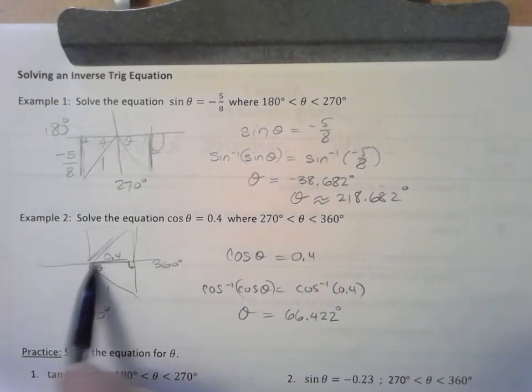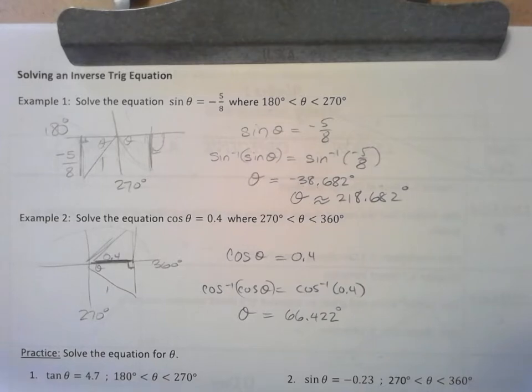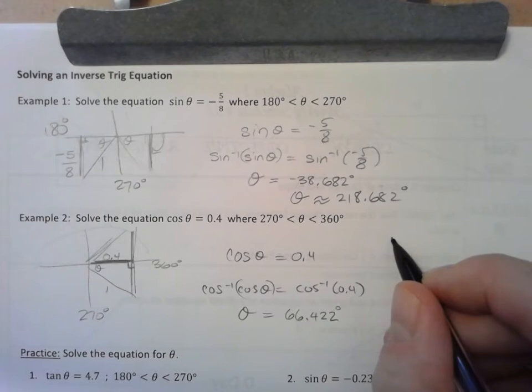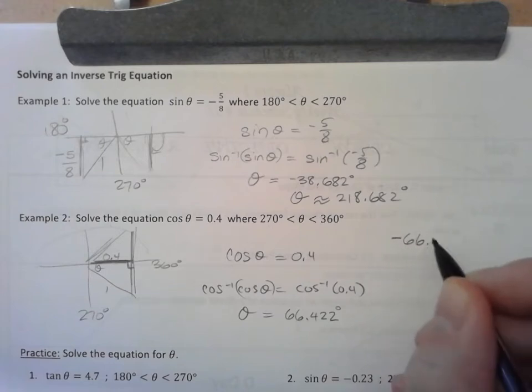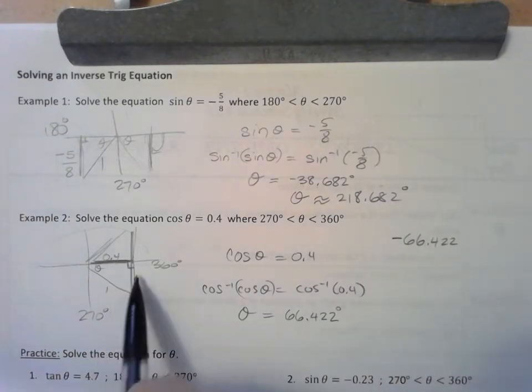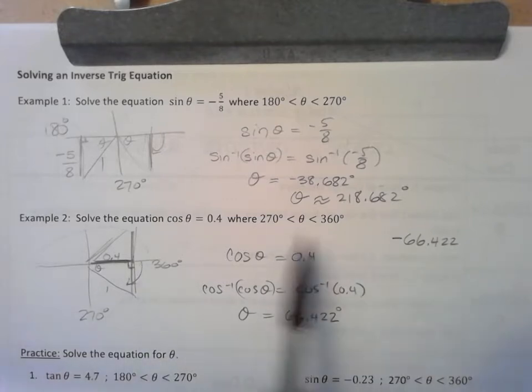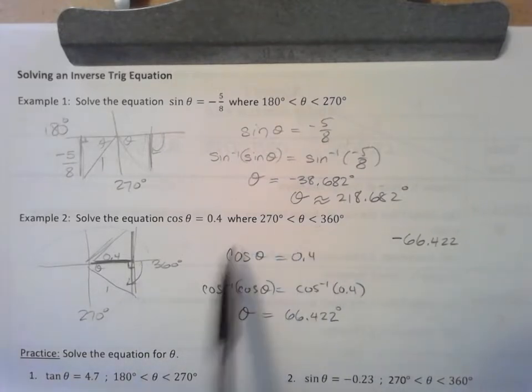These share the same x side. It's like the reflexive property in geometry. They have the same x value, but they're different angles. This angle would have the same reference angle in that fourth quadrant. The answer could be -66.422. That's the same reference angle in this fourth quadrant. But does that fit where the answer needs to be between?